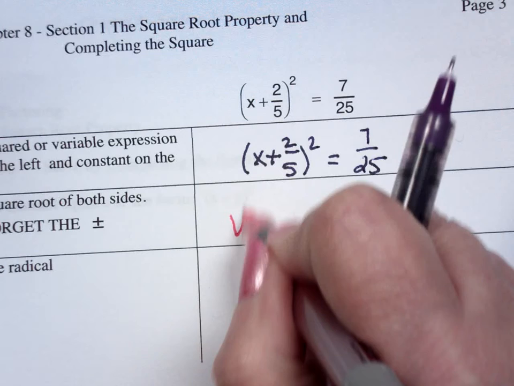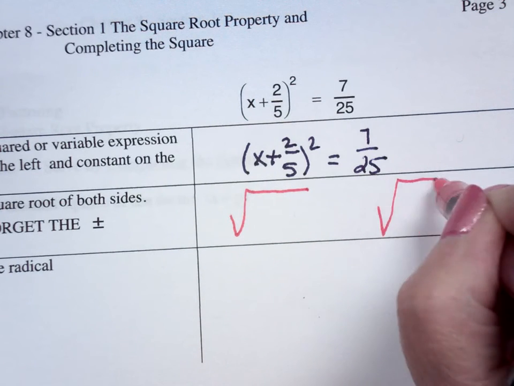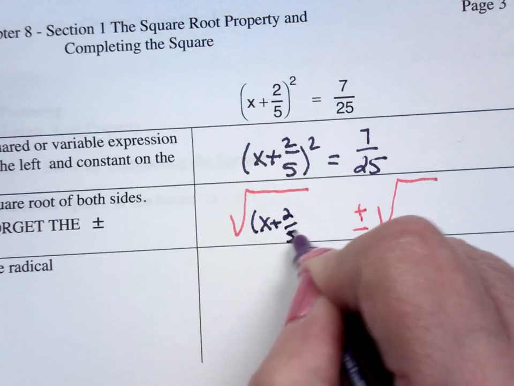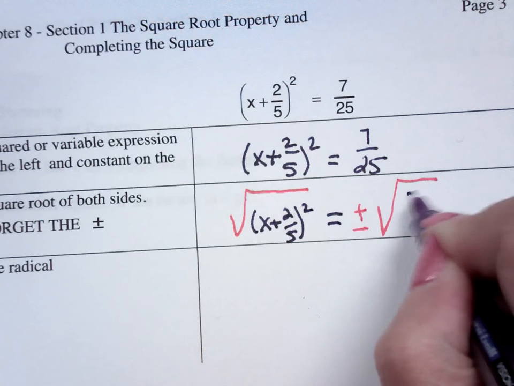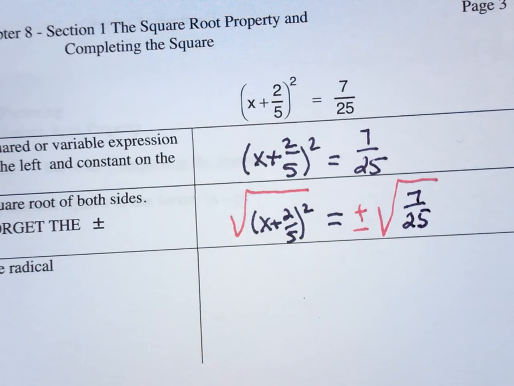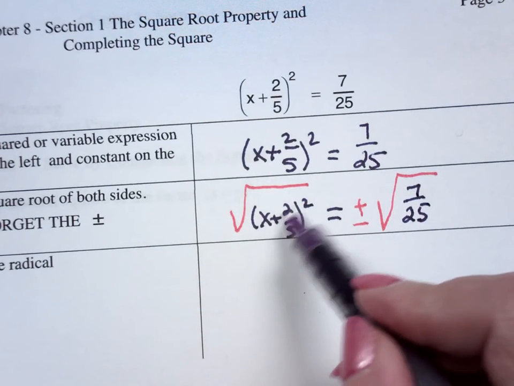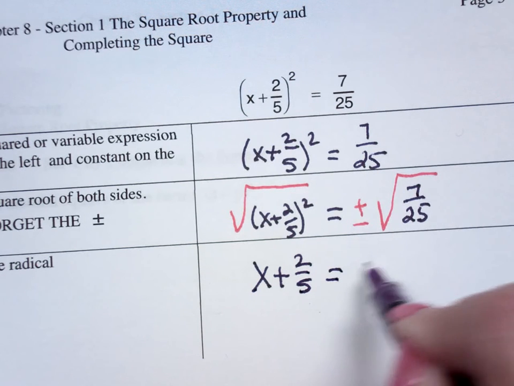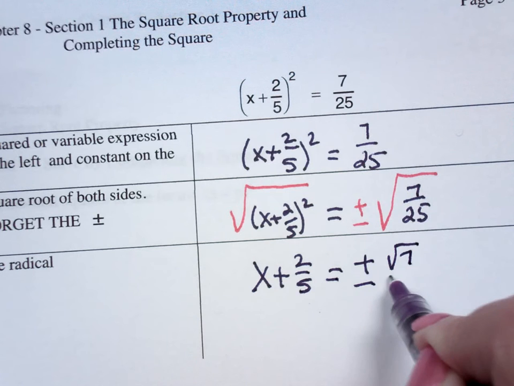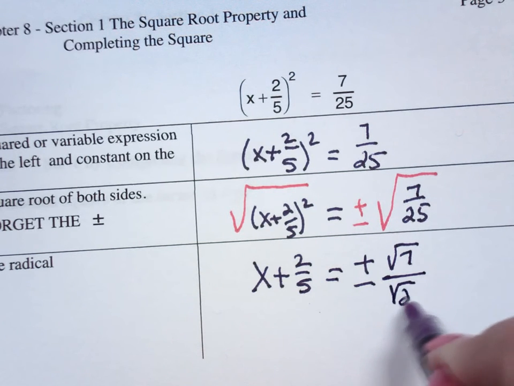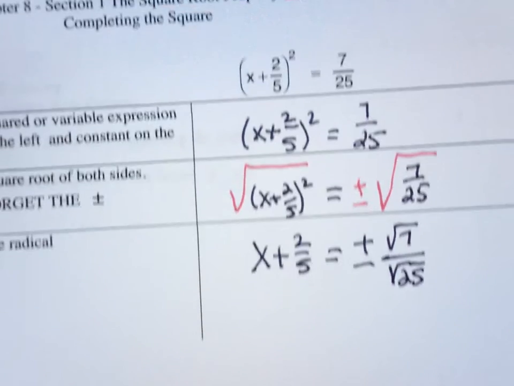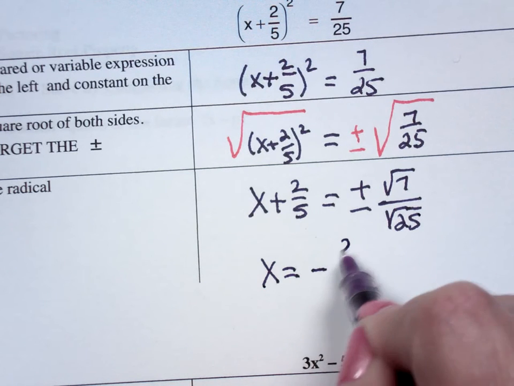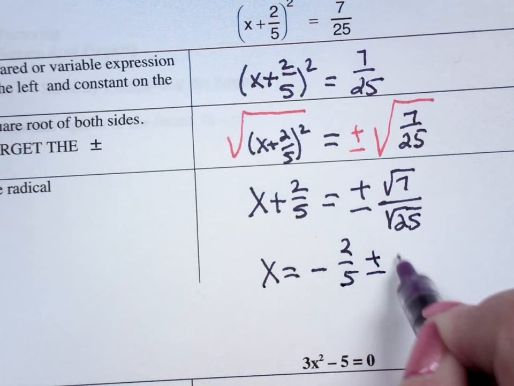Now we square root both sides. Don't forget the plus or minus. The square root of (x + 2/5) squared is just x + 2/5, plus or minus the square root of 7 over the square root of 25. So that x is by himself: x equals minus 2/5 plus or minus the square root of 7.